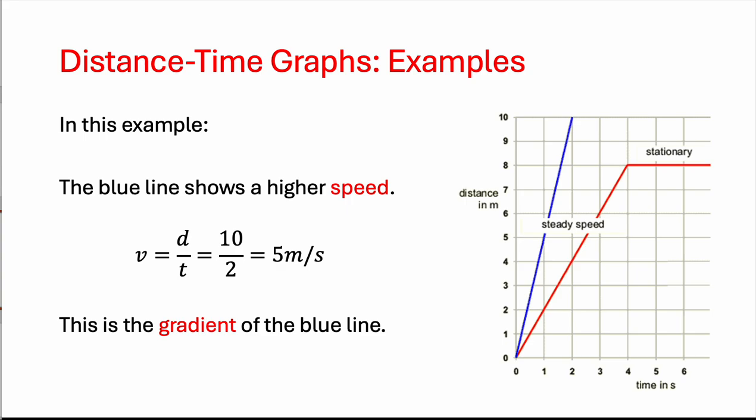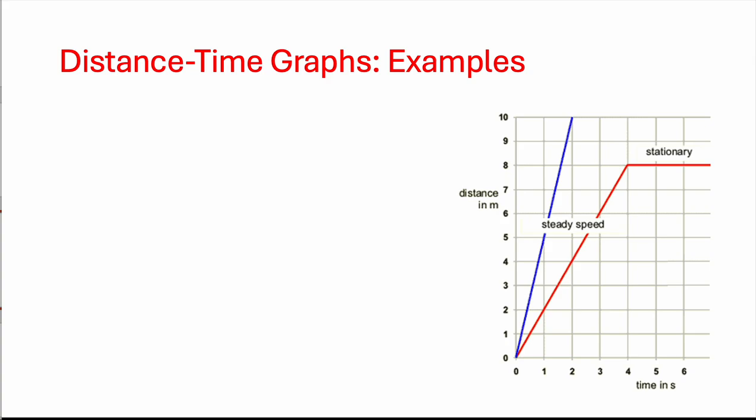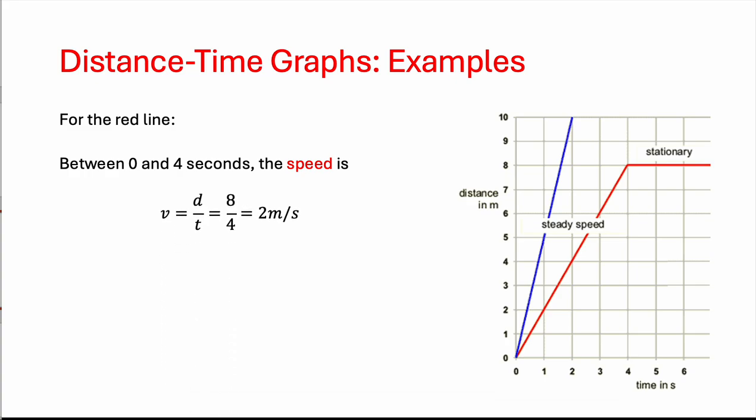We could then take the example of the red line. Take a second just to think, what might the gradient of that line be, and how does that relate to its speed? I'm assuming you've had a little think and maybe had a try. The red line is a bit harder because we have to split it up into two parts. From 0 to 4 seconds, the speed is, as we've said before, 8 meters in 4 seconds, which is 2 meters per second. That's a gradient of 2. Let's just check our rise over run. We've got 8 divided by 4, giving me 2.